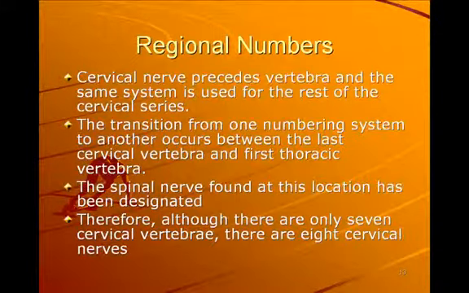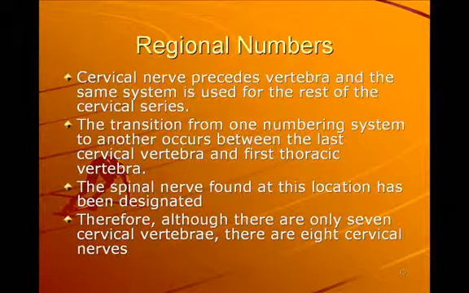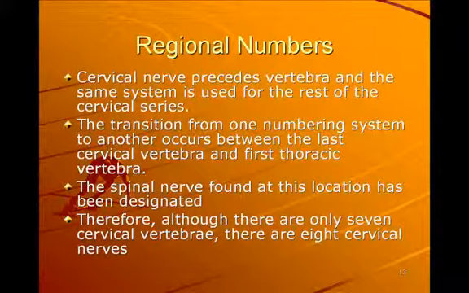Now, the cervical nerves proceed down the vertebral column. The same system is used for the rest of the cervical nerves in that series. A transition will take place in the numbering system once the last nerve passes under the last cervical vertebrae. At this point, the sequence of nerves will change, and the first thoracic vertebrae, the nerve that passes under that, will be T1. So the spinal nerves found at that location have been designated, and therefore, although there are only 7 cervical vertebrae, there are 8 cervical nerves.